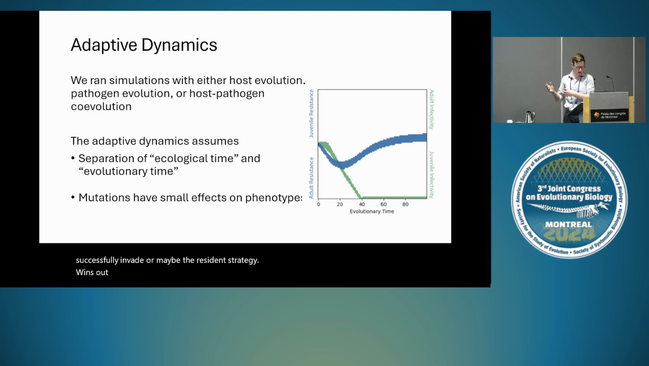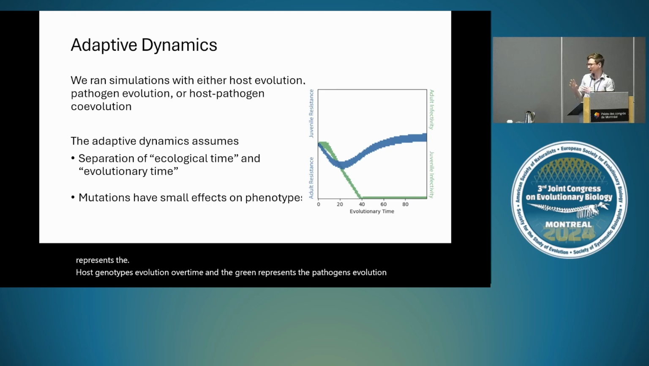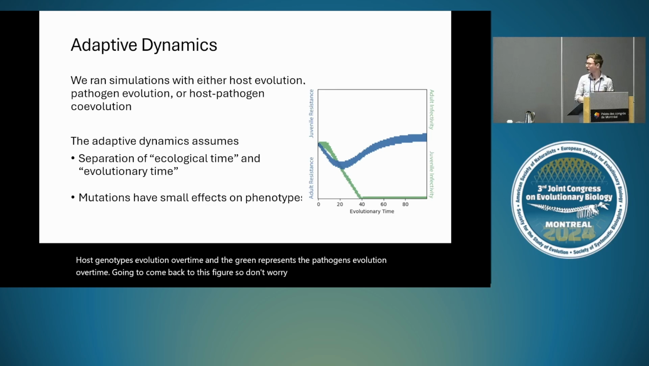In the end, it looks like this figure on the right, where the blue represents the host genotype's evolution over time, and the green represents the pathogen's evolution over time. I'm going to come back to this figure, so don't worry about it too much. But the x-axis is evolutionary time, and the y-axis is the phenotype. You can see it's equilibrating at the end, so you reach an ultimate evolutionary equilibrium.